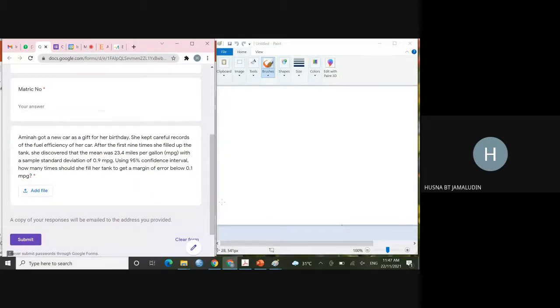Okay, now tell me the information. What do you have? The first information that you saw is the mean was 23.4 mpg. So what is this 23.4? What should I write here? Mean. X bar. Yeah. So x bar equals to 23.4. Next, what else? You're gonna have your sample standard deviation. So what should I write? S. S equals to 0.9. And next, you're gonna have margin of error, which is 0.1. So what is the confidence interval? Equals to 95%. This is percent.